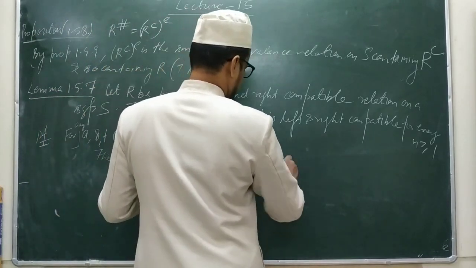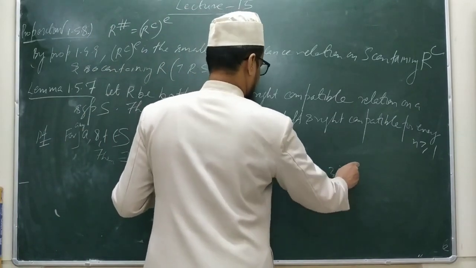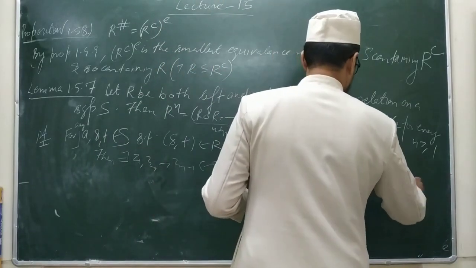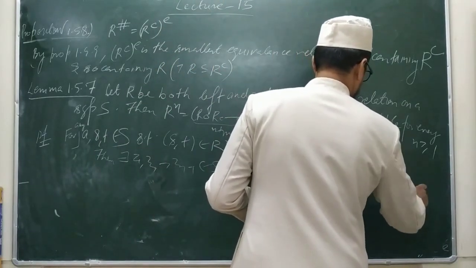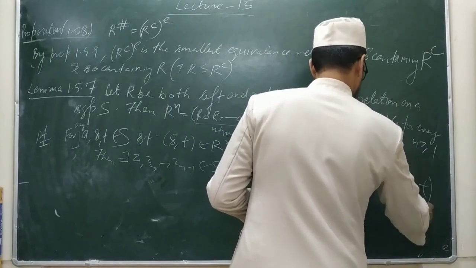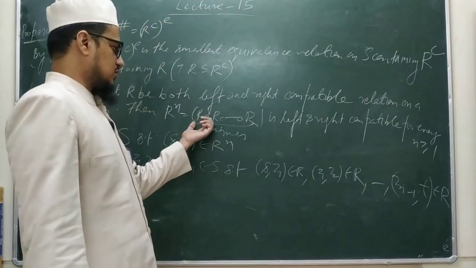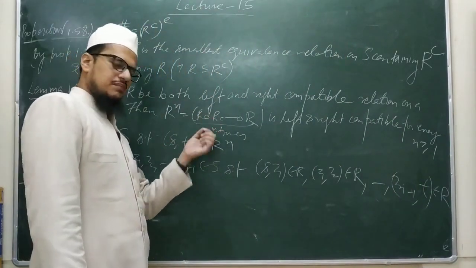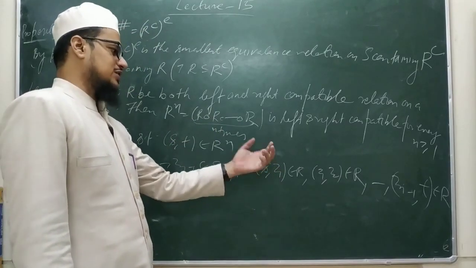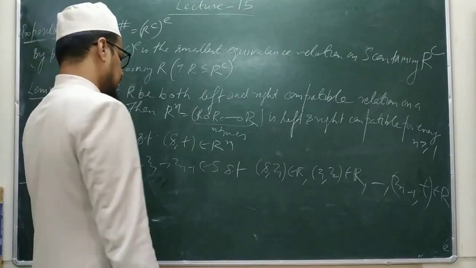(S, Z1) belongs to R, (Z1, Z2) belongs to R, ..., (Z(n-1), T) belongs to R. Because this is a composition, so in between there exist some elements such that, by the definition of composition, (S, Z1) belongs to R, (Z1, Z2) belongs to R, (Z(n-1), T) belongs to R, correct?